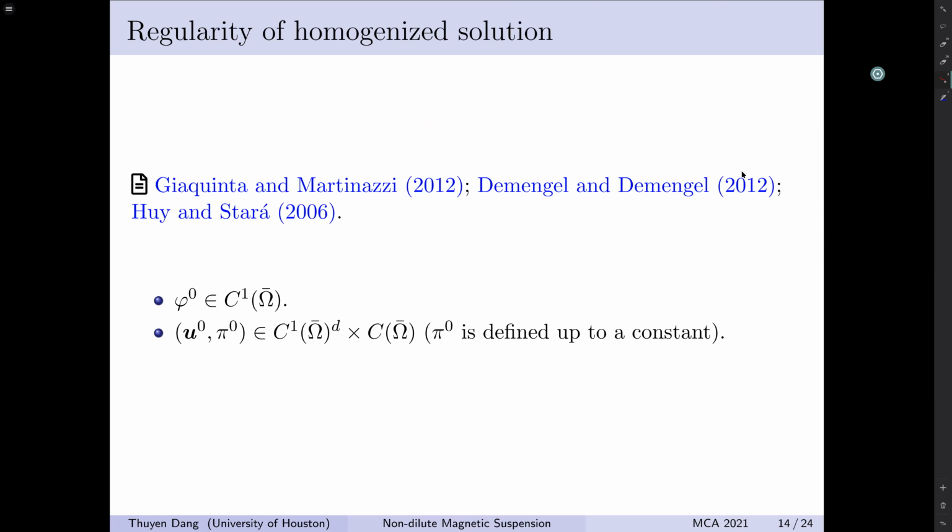So after we prove that phi naught, u naught, and pi naught is the solution of the homogeneous system, then we can apply some regularity results by Giaquinta and Modica, and others. So we can conclude that phi naught is actually differentiable, u naught also belongs to C1, and pi naught is continuous. Of course, pi naught is defined up to a constant because it's the pressure.